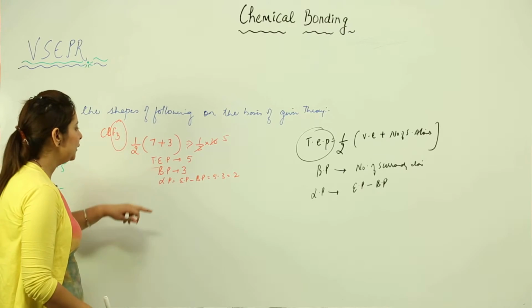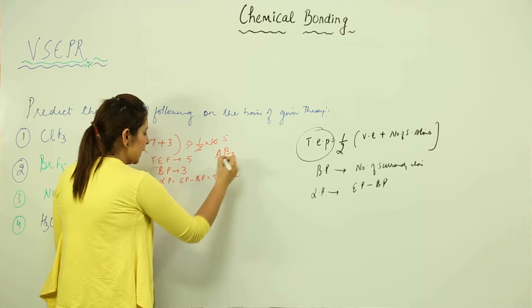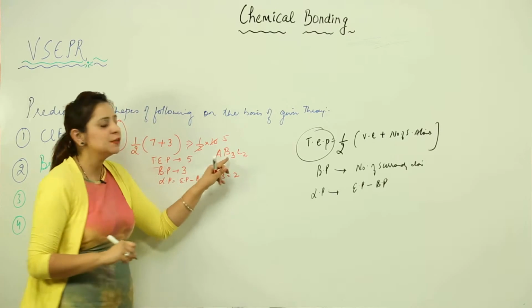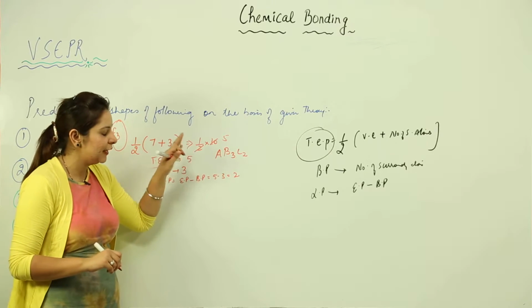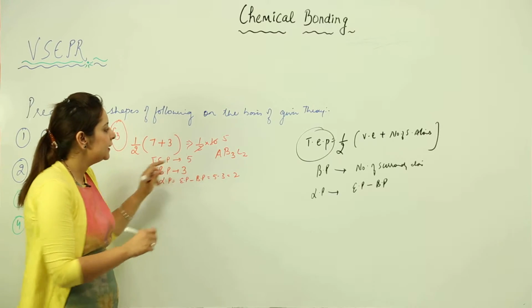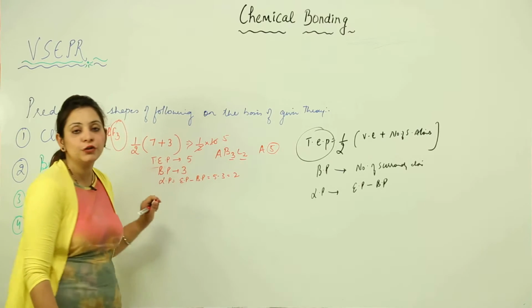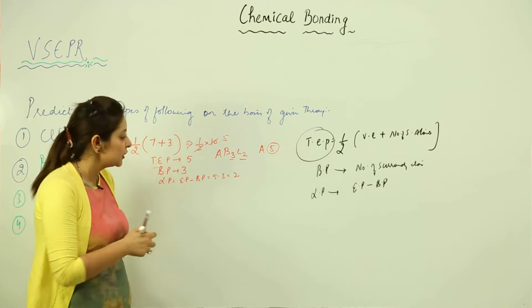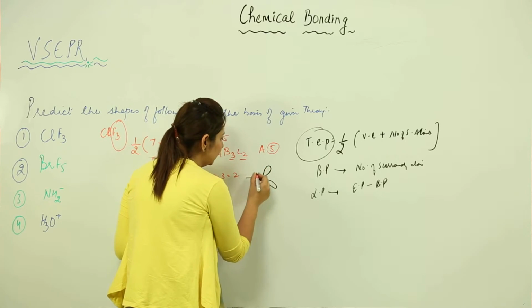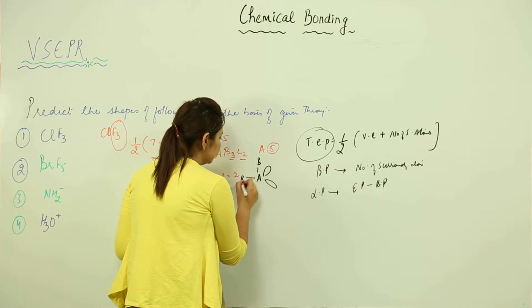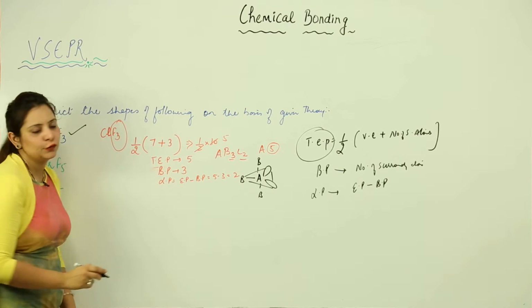So I am going to have a structure with a central atom, bond pair 3 and lone pair 2. This is my geometry. By just looking at this, we know there is one central atom and 5 electron pairs, out of which 3 are bond pairs and 2 are lone pairs. So we know how to arrange it: the 2 lone pairs go in this manner. So this is the geometry of ClF3, which is T-shaped.